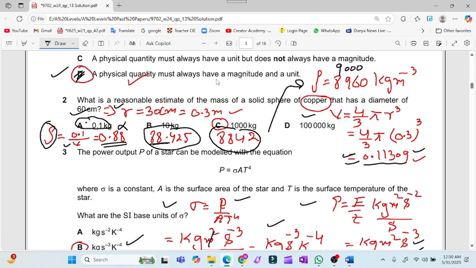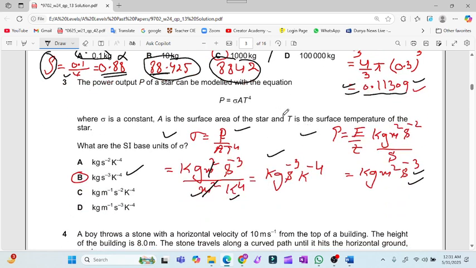Then I will substitute the third value. For mass, I will substitute 1000, and then for the volume, which I have already calculated, 0.11309. Then I will get the answer 8842. So option C is the valid option.